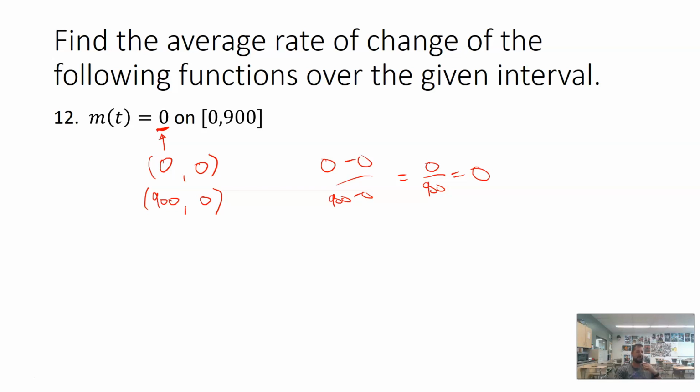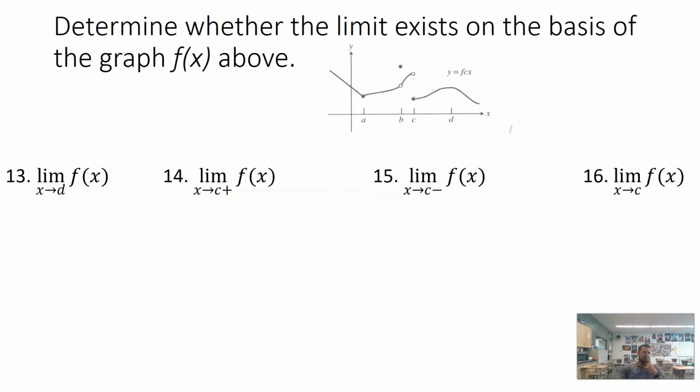Hopefully that makes sense. On this graph, I want to determine whether or not a limit exists. Now remember, a limit exists if from both sides, when we approach that particular x value, we are getting closer and closer to the same y value. So as x approaches d, you'll notice as I get closer and closer from both sides, that limit exists because it's the same y value on both sides. So we would say yes to that one.